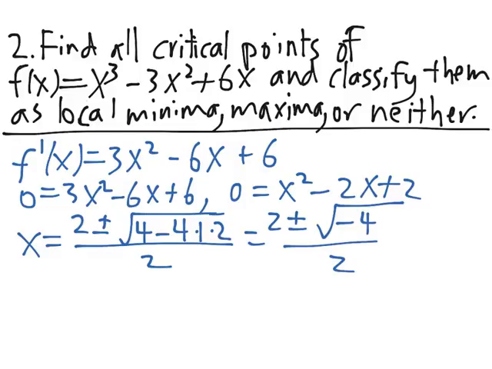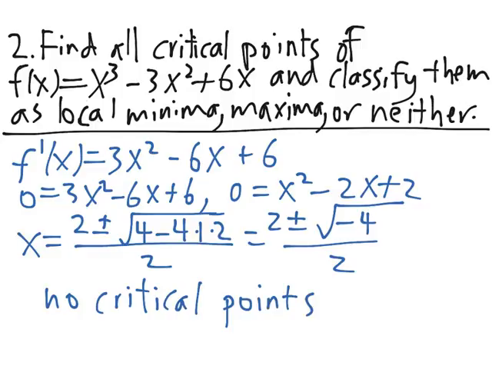Since these two solutions for x are both complex numbers, there are actually no real solutions to the equation f prime of x equals 0. So that means there's no critical points. No critical points. In particular, none of them are minima or maxima.